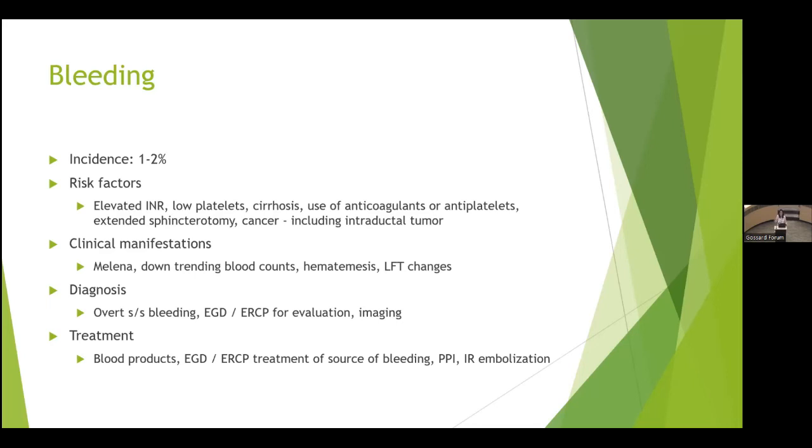We often have to repeat the endoscopy to look for the source of bleeding, particularly if their counts are falling and or they become hemodynamically unstable. And then sometimes we get imaging to rule out an arterial bleed or a different source of bleeding that may not be a result of the ERCP. Treatment typically is blood products, again, repeating the endoscopy to find and treat the source of bleeding. We treat these people with PPI twice daily. And then if they have an arterial bleed, we may send them to interventional radiology.